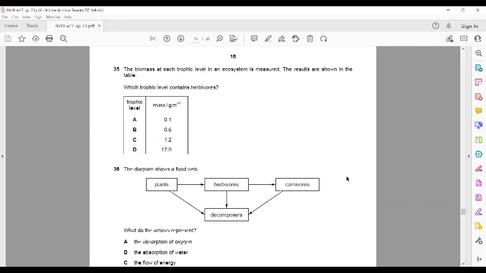35, the biomass at each trophic level in an ecosystem is measured. The results are shown in the table. Which trophic level contains herbivores?